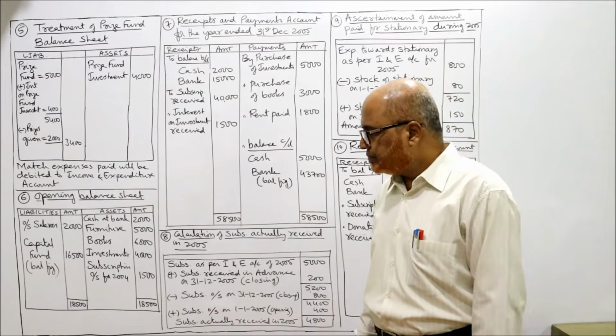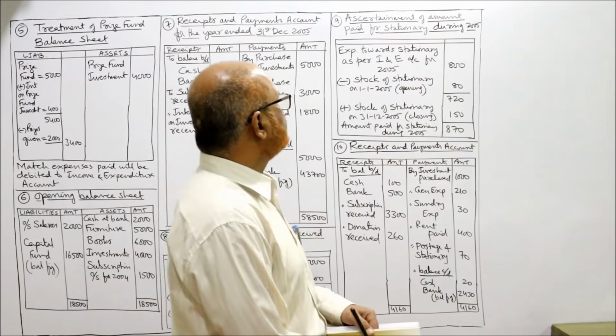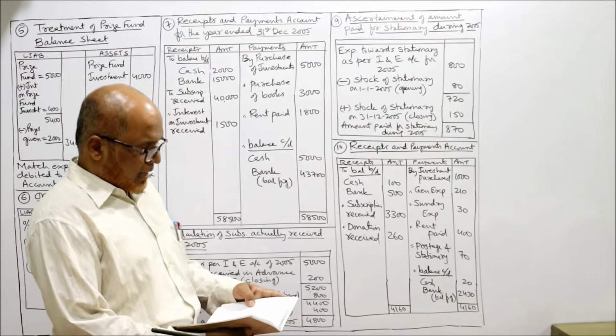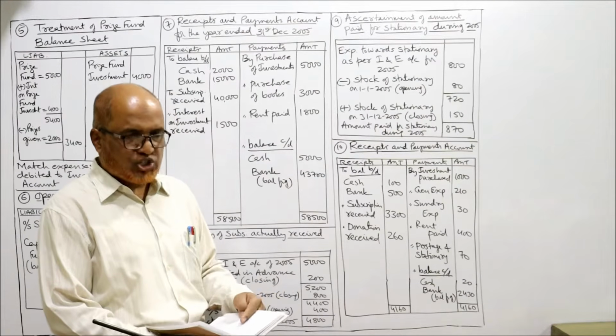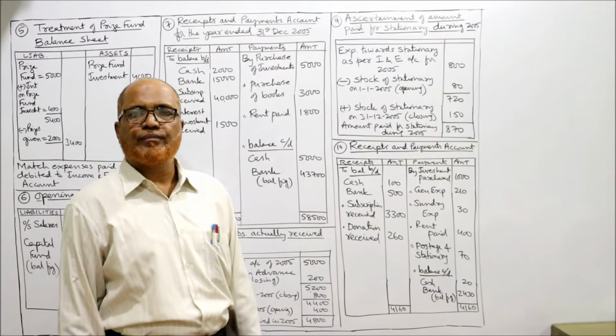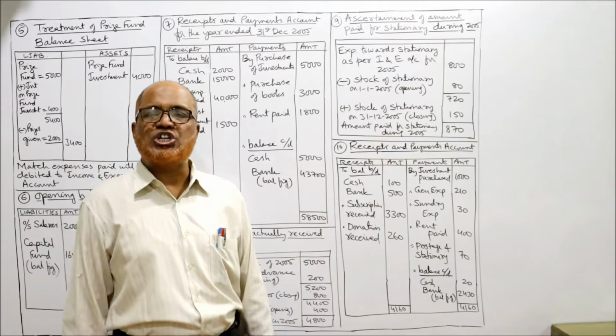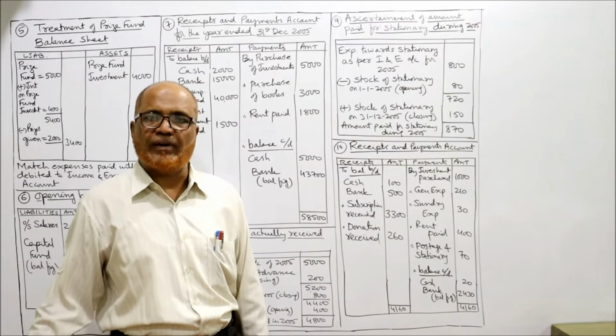So this is the 8th problem. Now the 9th problem. See the 9th. Ascertain the amount paid for stationery during 2005. We are finding out how much is the actual amount paid for stationery during 2005.